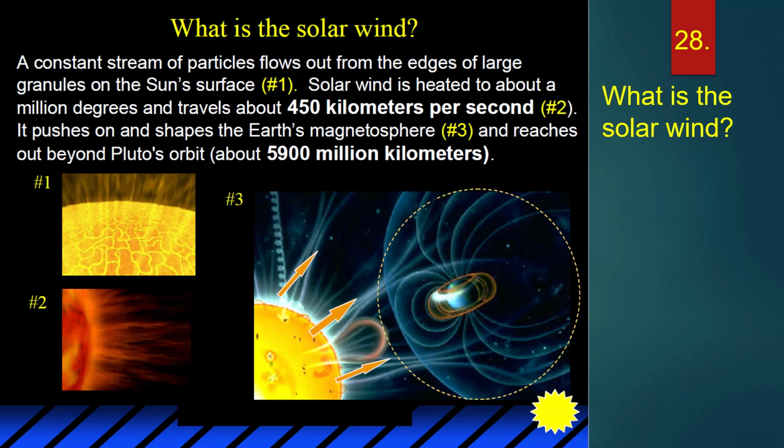What is the solar wind? A constant stream of particles flows out from the edges of large granules on the sun's surface. Picture 1. Solar wind is heated to about 1,000,000 degrees and travels about 450 kilometers per second. Picture 2. It pushes on and shapes the Earth's magnetosphere. Picture 3, and reaches out beyond Pluto's orbit, about 5,900 million kilometers away. Question 28. What is the solar wind?